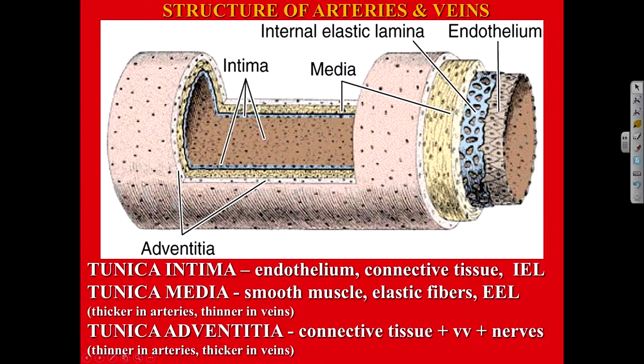Okay? Some scattering of smooth muscles, fibroblasts, extracellular matrix material. Sometimes we'll have blood vessels within this large connective tissue layer of the tunica adventitia, which we call the vasa vasorum, vessels within the vessels, okay, occasional nerves. So this tunica adventitia, this outer connective tissue layer, is thicker in veins and thinner in arteries.